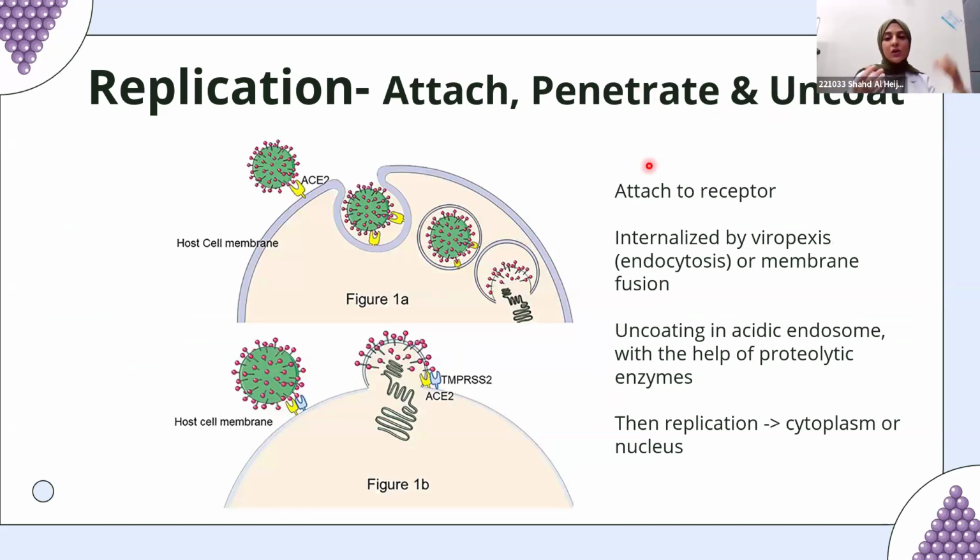The attachment, penetration, and uncoating. Okay, so it will attach to the cell. When it attaches to the cell, it will bind to the receptor. Now, to penetrate the cell, it could either penetrate by membrane fusion, so now the genome is released, as you can see here, or it can be internalized by viropexis. The host cell will basically swallow the virus, and then inside it will be uncoated, digested by the proteolytic enzymes, and the genome is released. So it's either fusion at the membrane or viropexis. And then we'll start with replication. The replication could either take place in the cytoplasm or nucleus. As we mentioned earlier, DNA is usually in the nucleus, RNA is usually in the cytoplasm, except influenza, which is in the nucleus. Clear?